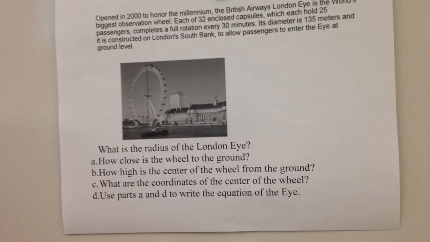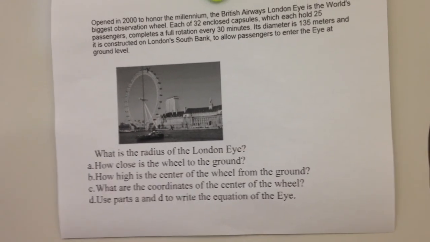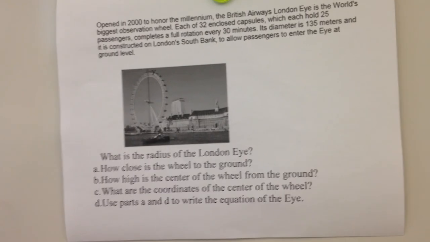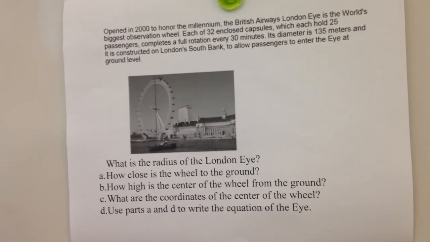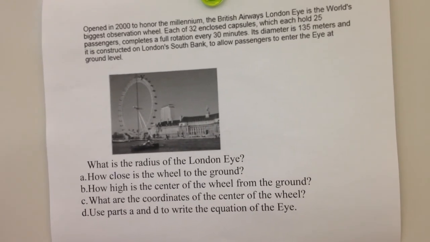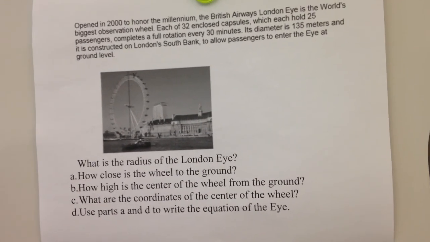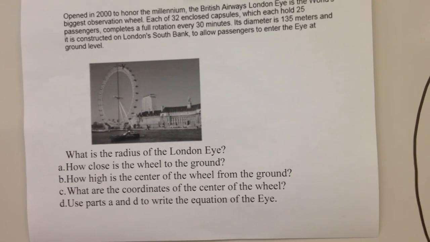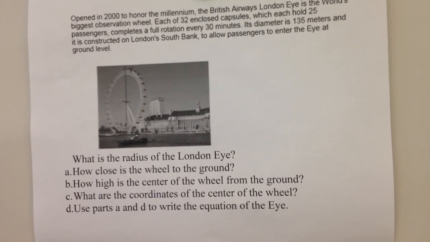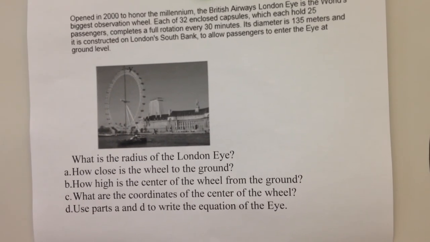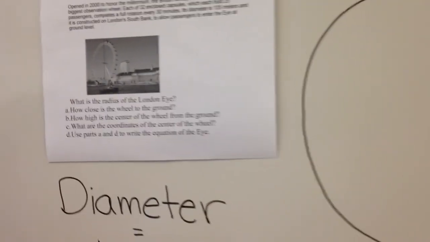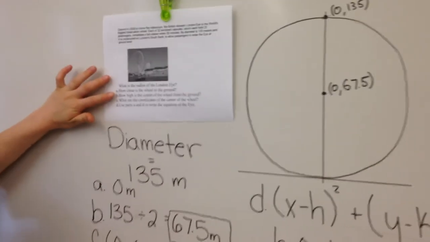So this is my second problem, and it's a problem about a Ferris wheel. And it says, opened in 2000 to honor the millennium, the British Airways London Eye is the world's biggest observation wheel. Each of the 32 enclosed capsules, which each hold 25 passengers, completes a full rotation every 30 minutes. Its diameter is 135 meters, and it is constructed on London's South Bank to allow passengers to enter the eye at ground level.